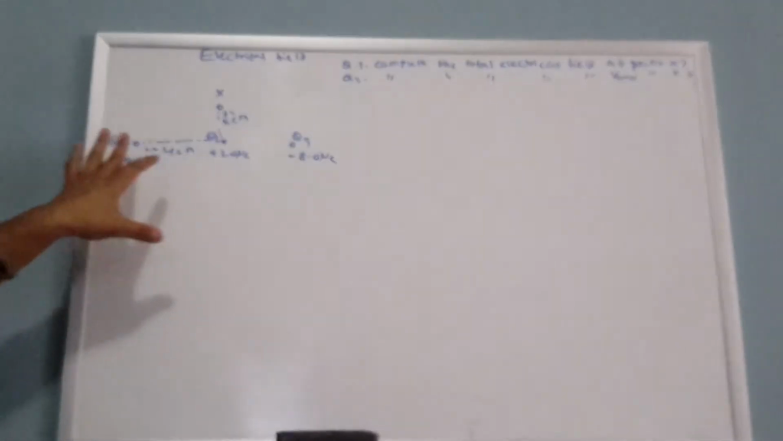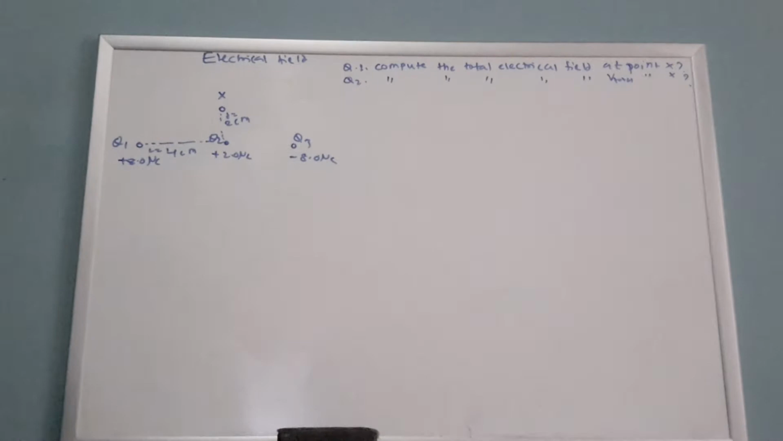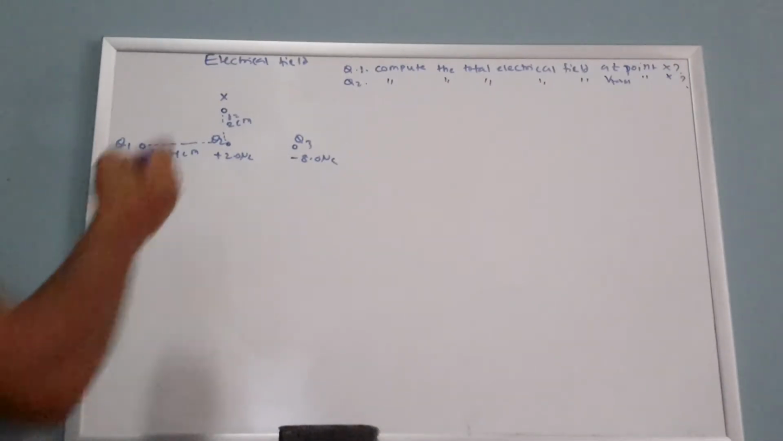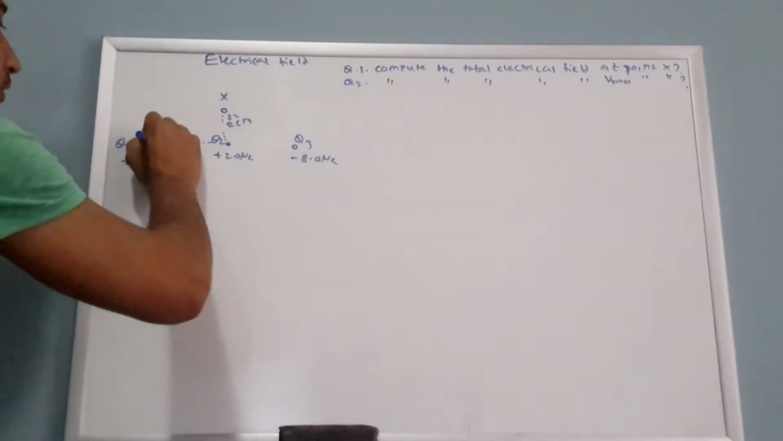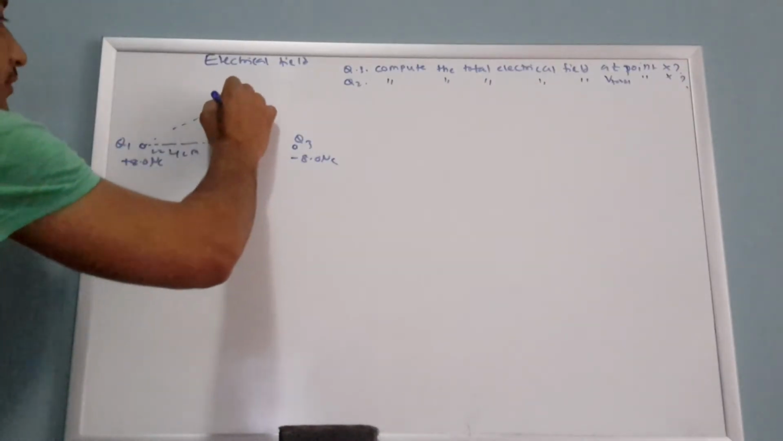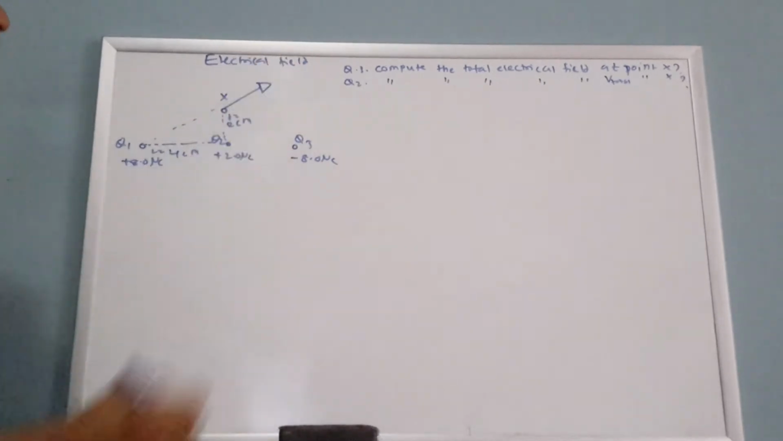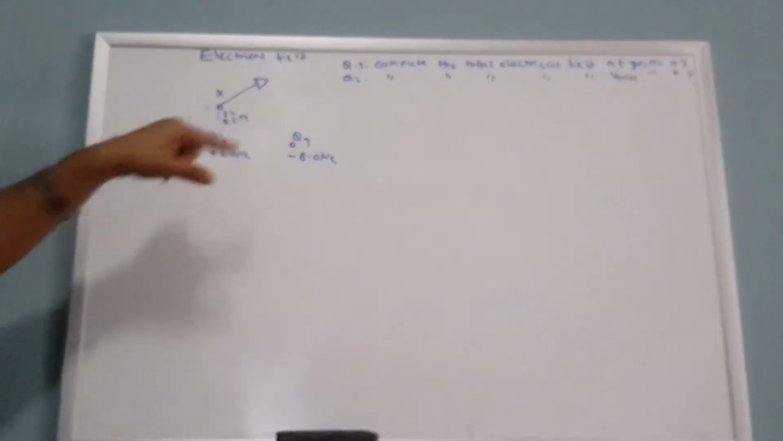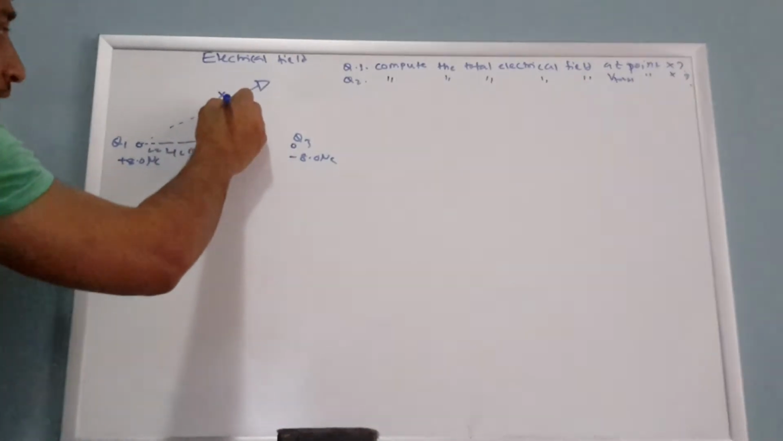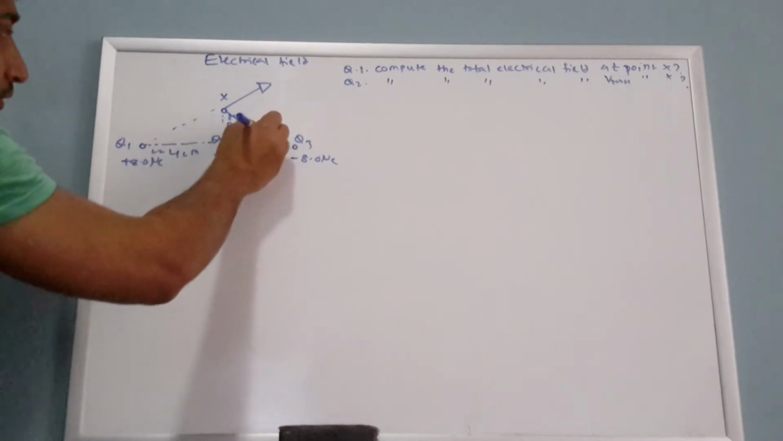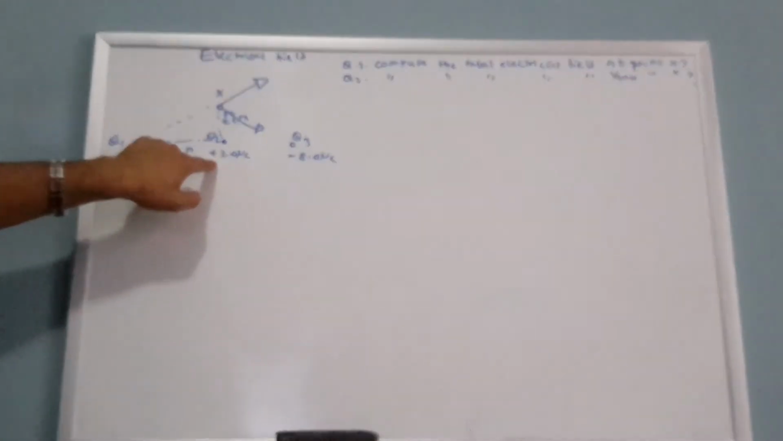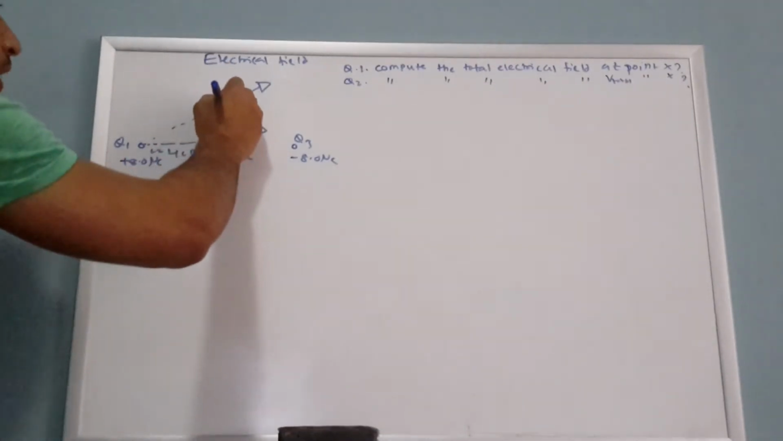So what happens if you want to find out the electrical field at point X due to the charges Q1, Q2 and Q3? Right now, you know that if it is a positive charge, electrical field is outward. If it is a negative charge, electrical field is going towards the negative charge. So this is my negative charge. And this one is a positive charge, so electrical field is going in the outward direction.